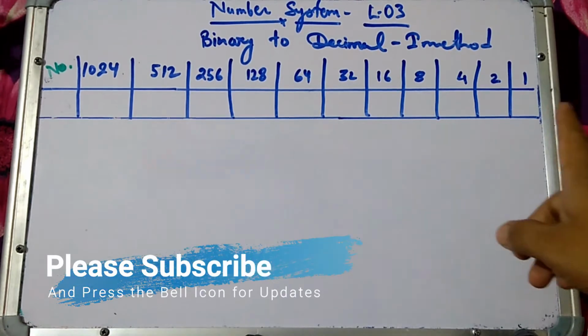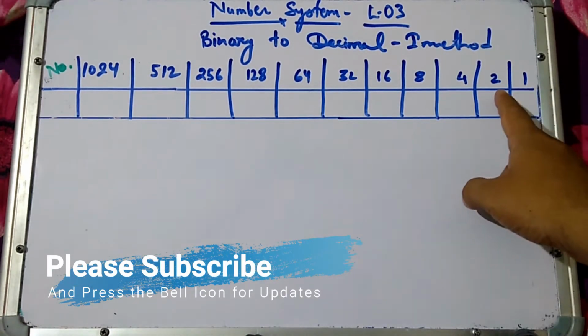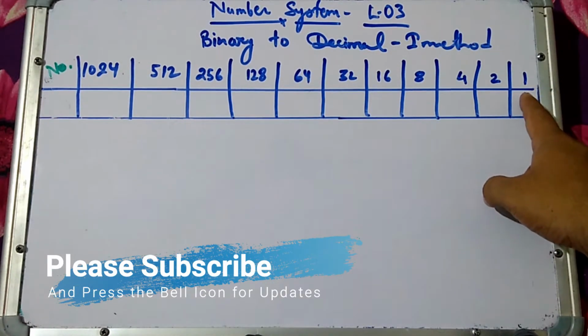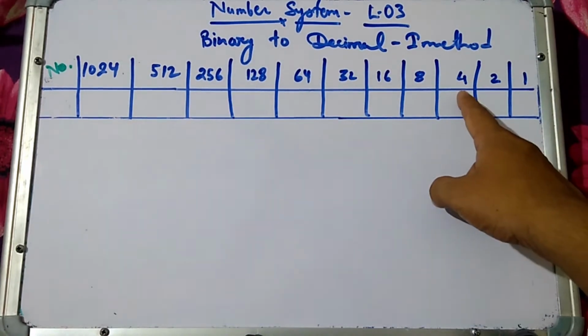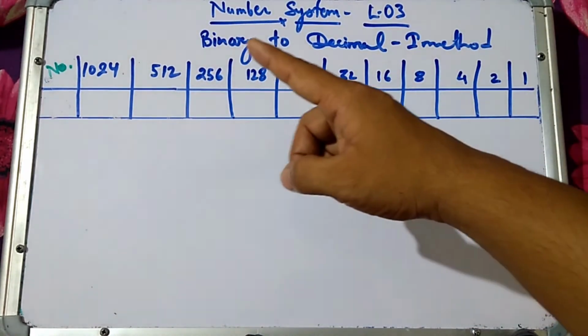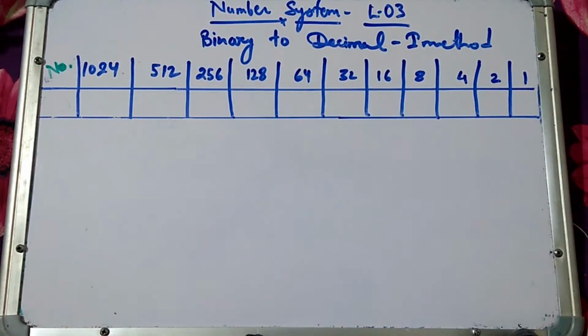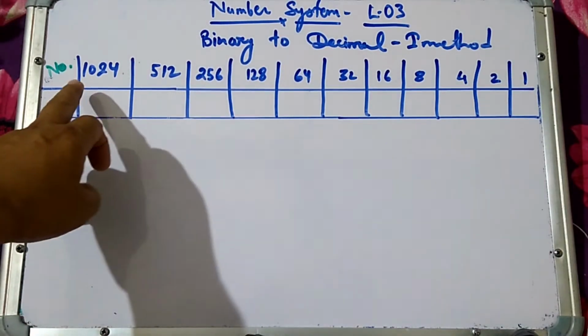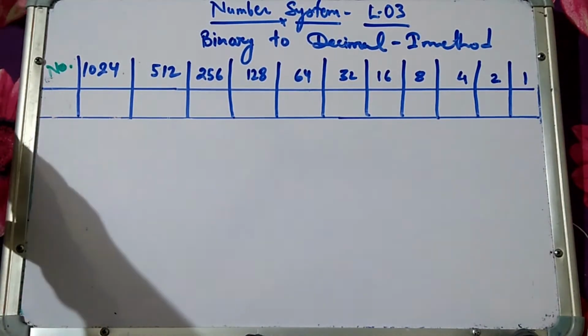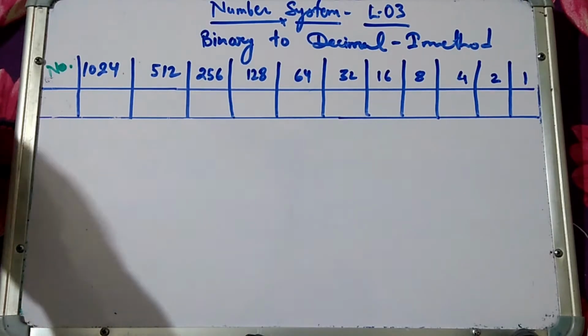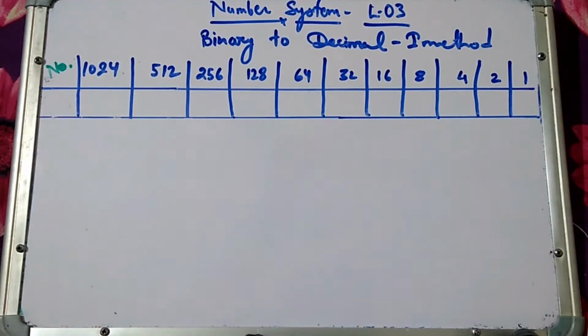I think you have remembered this thing. This is the multiples of 2. We start from 1, 2, 4, 8, 16 and so on. If you have a number more than 1024, you can increase the columns just after this. Okay, now we are going to start with the number system.